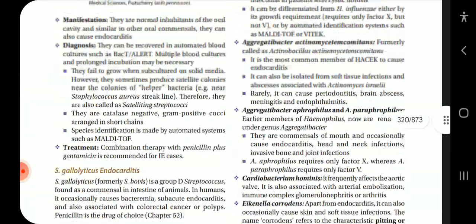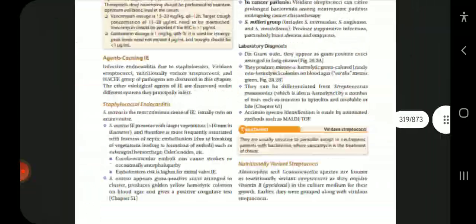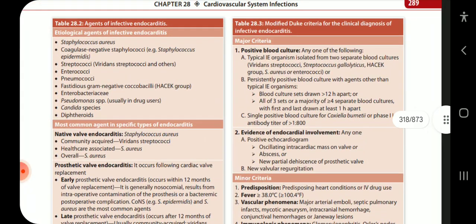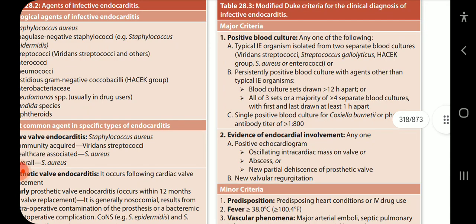So we have covered that topic. Let's come back to the Duke's criteria of diagnosis. In Duke's criteria we see the major and the minor criteria, as told already. The major criteria involve the positive blood culture. If any of the following is present: a typical infective endocarditis organism isolated from 2 separate blood cultures, such as Viridans streptococci, Streptococcus gallolyticus, HACEK group, Staph aureus or Enterococci, or persistently positive blood cultures with agents other than typical infective endocarditis organisms.